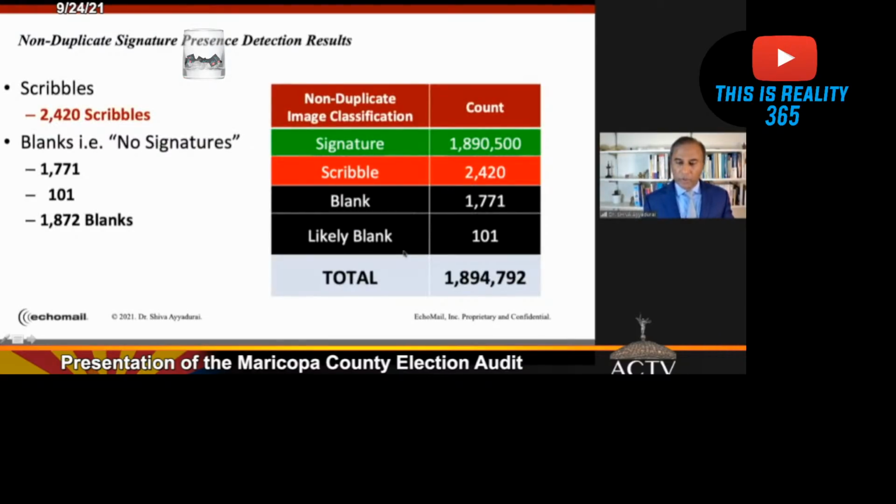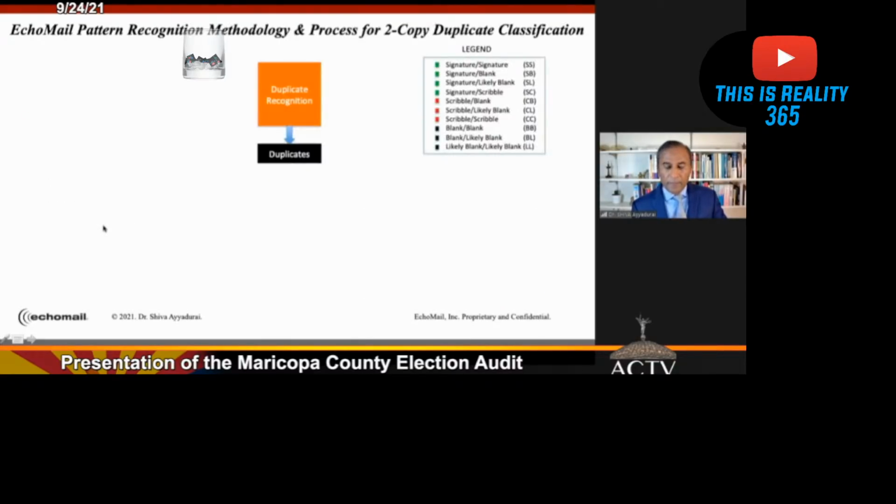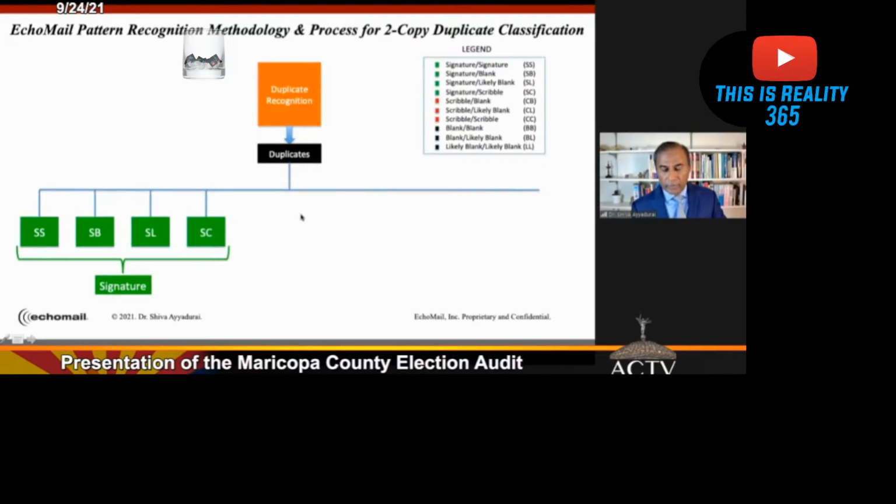Then we also looked at the counts. Just to be clear, we had 2,420 scribbles and we have 1,872 blanks. We put both of these together in our sum total. Similarly, we now looked, and this was a little more complicated, at the 2-copy duplicates because we had to deal with those. There was a substantial amount, 34,000 and more. So the duplicate recognition split them into 3 groups, but we had subgroups.